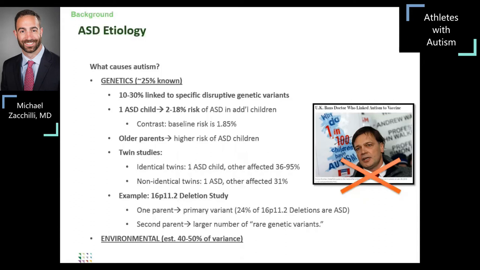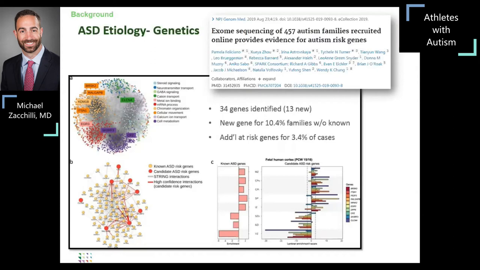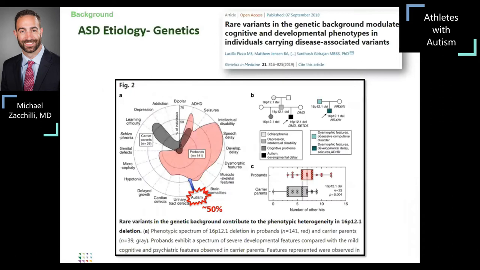An example of the specific genetics behind this is a recent study on the 16p11.2 deletion. So what this study showed is that there's some primary abnormalities that set people up to develop this disorder. And then the second parent contributes some genetic variants in the rest of their genome that set off the rest of the disorder. So this is a recent genomic sequencing, and currently there's about 34 identified genes. 13 of these genes are new, and 10.4% of cases in this series were new unidentified genes for these patients. We also see here that the gray area represents parents of autistic patients, and the red represents the patients themselves. You'll notice that there's some underlying depression or ADHD in these parents, but no real autism. And then we see in their offspring a significant amount of autism when the second parent has some underlying genetic abnormalities.